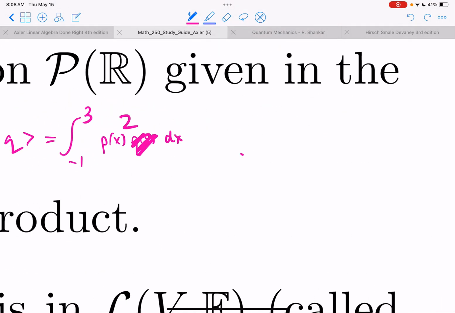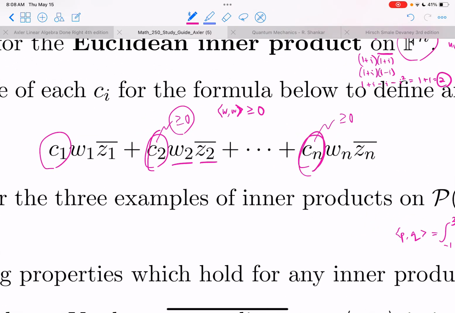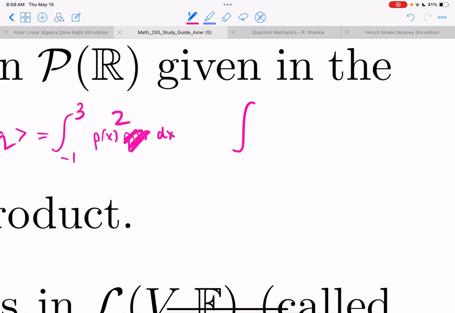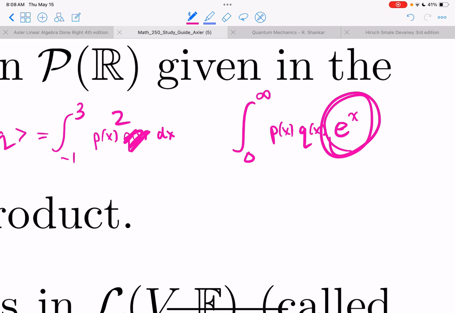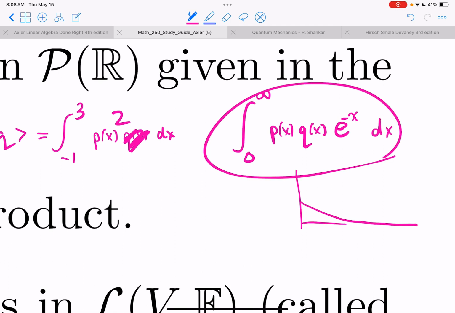Some other good ones: just like up here when these coefficients had to be non-negative, when we're integrating p of x and q of x together, we can throw in something that's non-negative, like e to the anything, which is non-zero. You might be wondering why I do e to the minus x. Let's say I did e to the x and tried to integrate from 0 to infinity; this would explode and I wouldn't get a finite number. So that's why I put a minus x, so this e to the minus x sort of dies down as we go to infinity, and we can get a finite number out of this. Okay.